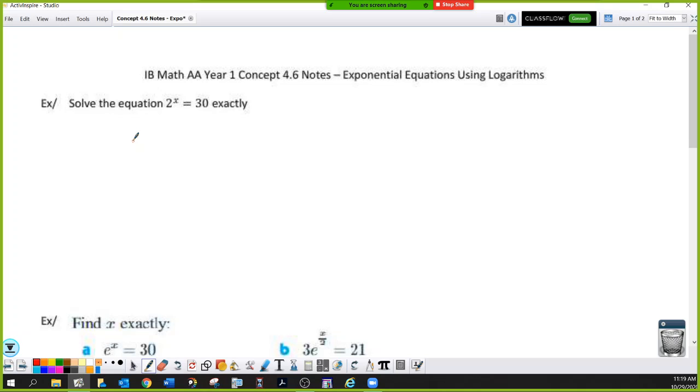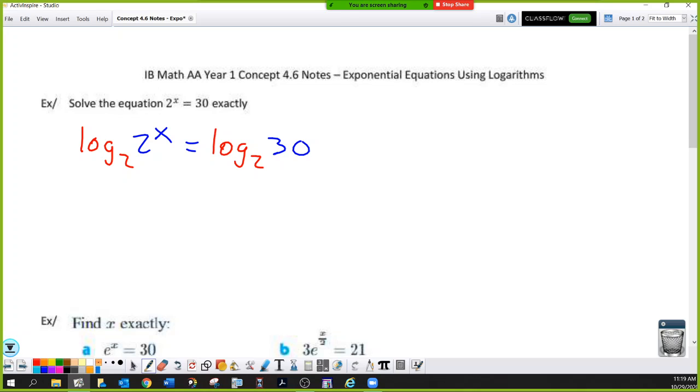It says solve the equation 2 to the x equals 30. And they say exactly. That means don't touch a calculator. You go, okay, my job is to isolate x, right? That means I need to get rid of that exponential base 2. How do I pull that off? You're just going to do log base 2 of both sides. I'll show that step. So we'll do log base 2 of 2 to the x equals log base 2 of 30.